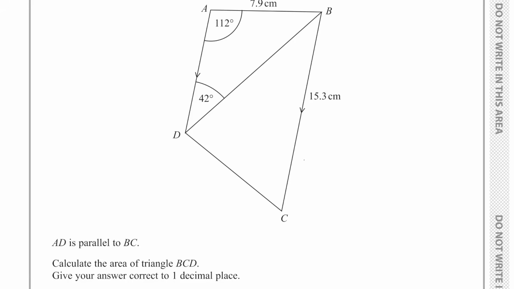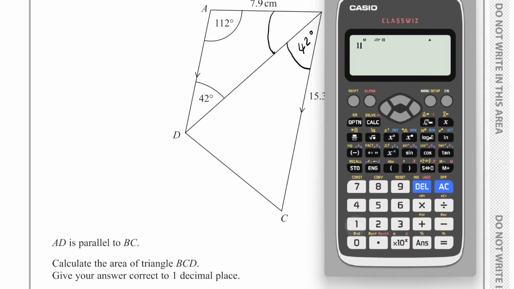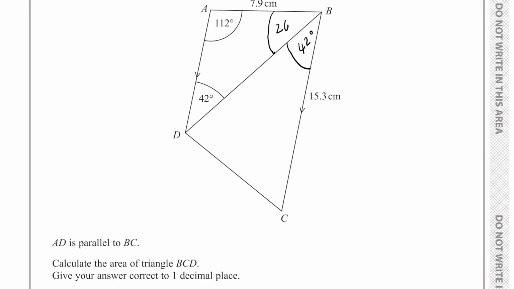So we've got alternate angles. So we have a 42-degree angle here. And we can use angles in a triangle to find the missing angle. So 180, take away 112 and 42 is 26. We didn't really need that because we're going to use the sine rule to find this length here.